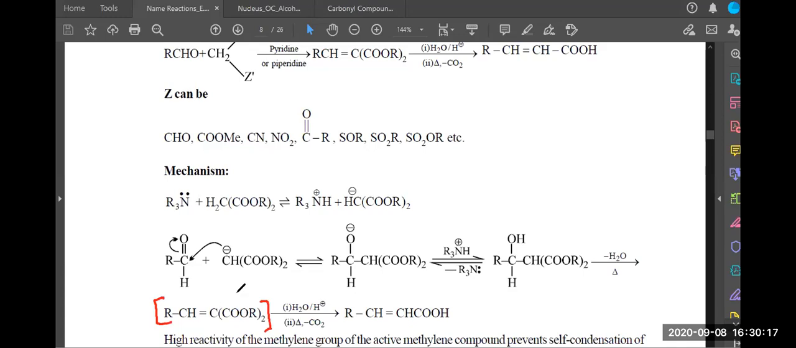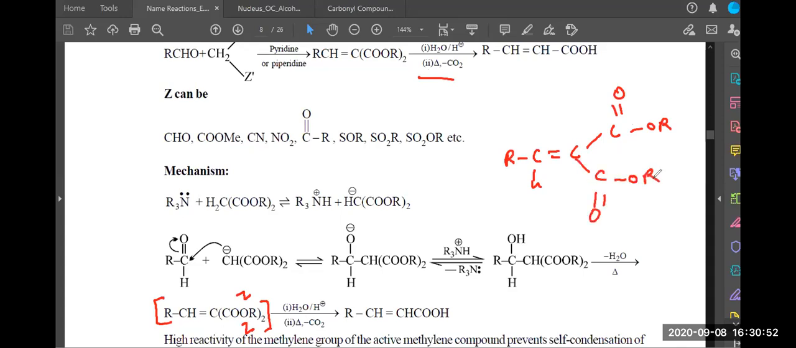Now again, we have 2Z here, right? So again, we have this reagent. And here it is given that minus CO2. So this is just nucleophilic. See, we have R, C double bond C, H. Now this is attacked with C double bond O, O, R, and C double bond O, O, R. Agree? Agree everyone?